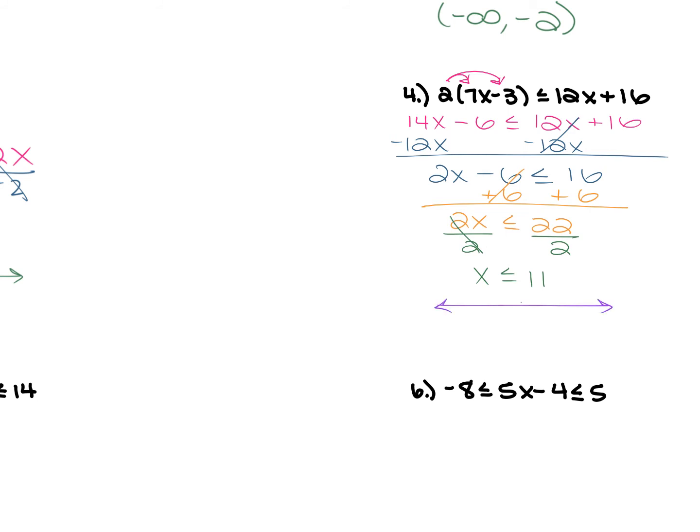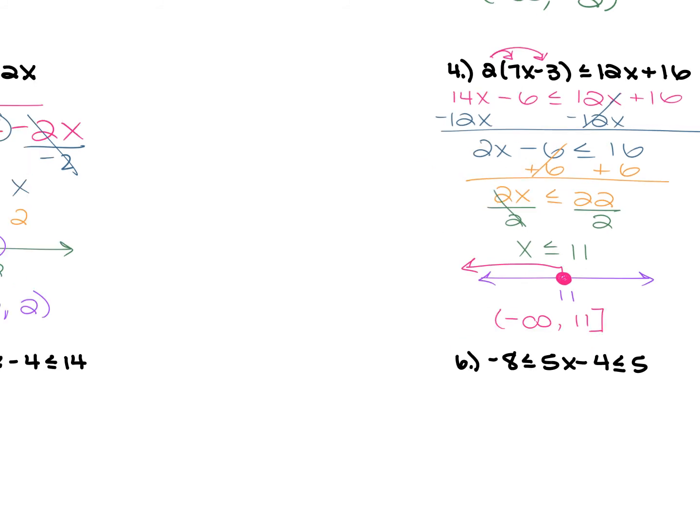So when you draw your number line, you're going to make that 11. It's equal to, so you're going to put a closed circle on that 11. When x is first, or on the left side, your sign points to the left. So our line's going to run to the left, which means we're going from -infinity up to 11, including the 11.